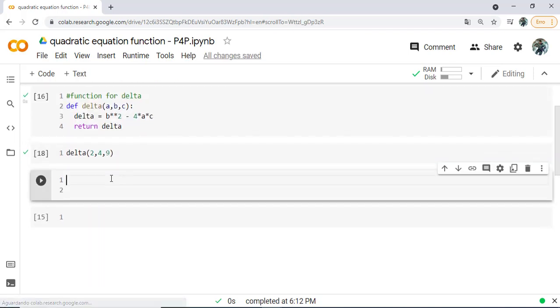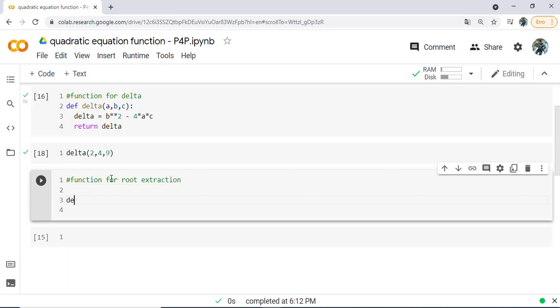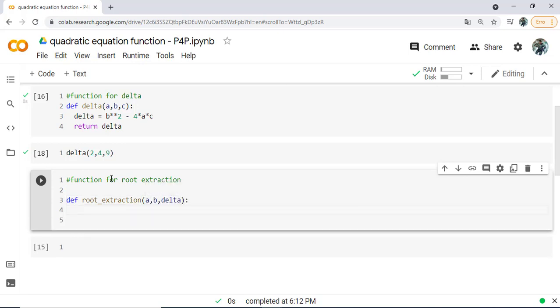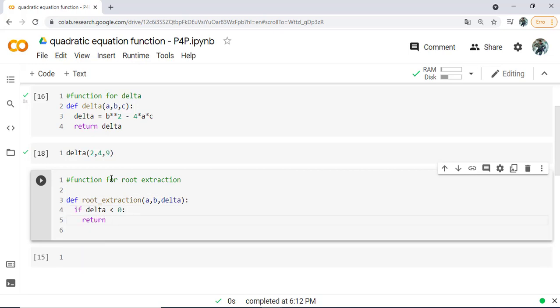Now let's create a function for root extraction, or root calculation. Def root extraction. We have three parameters, a, b, and delta. So here we have three conditions. If delta is negative, I will return the following message: the equation has no real roots.